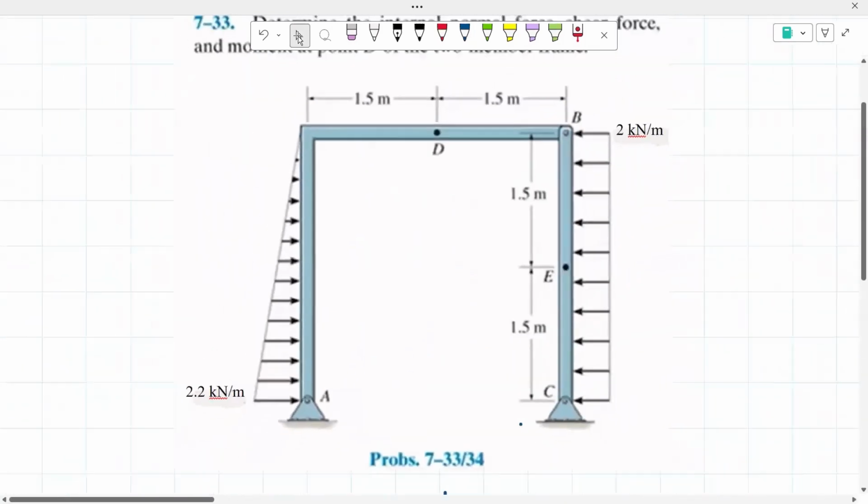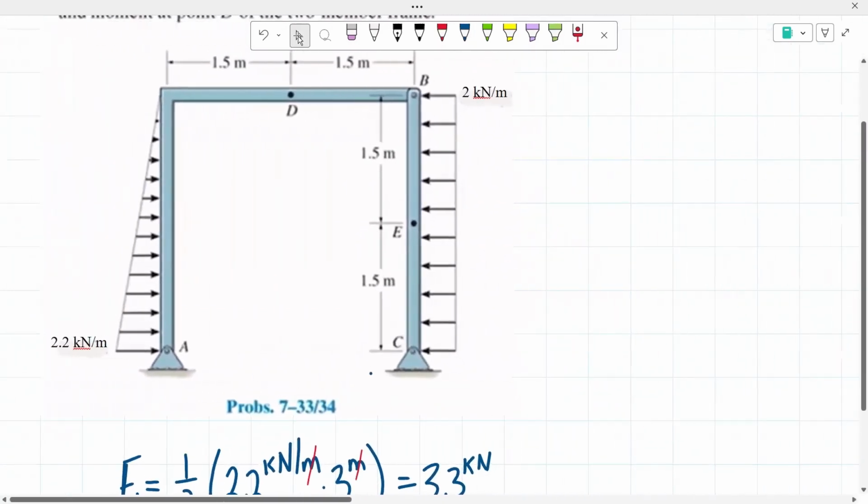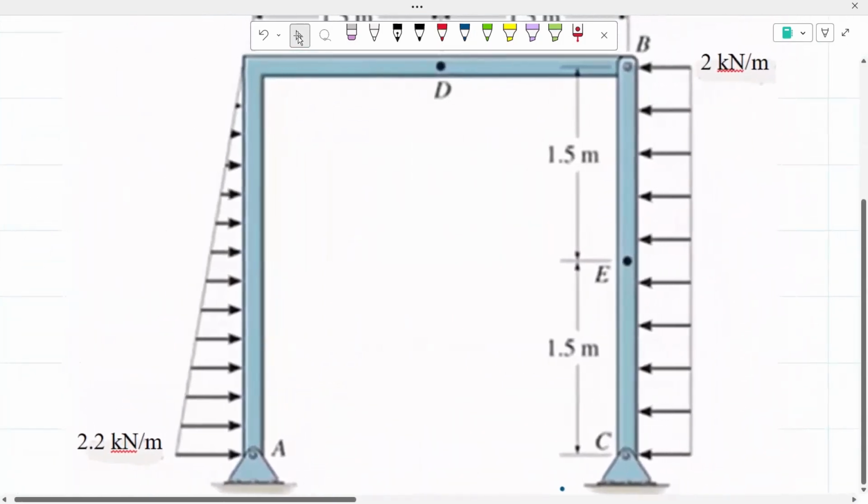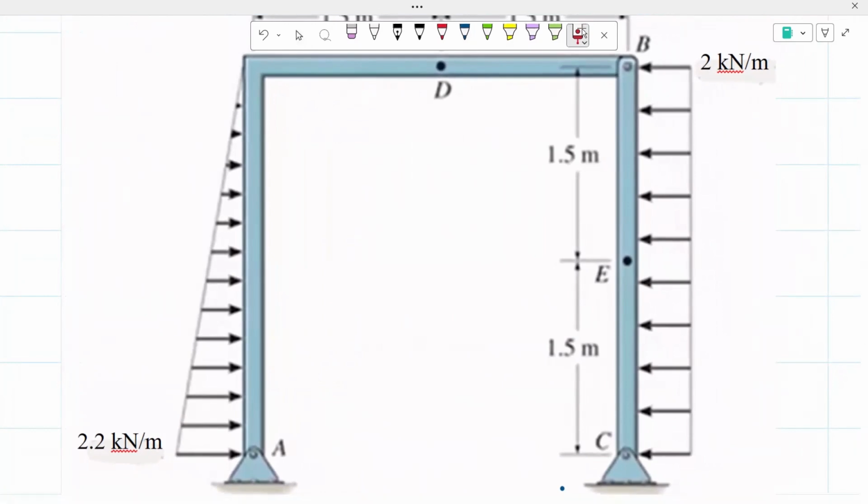Now, as for the locations of these concentrated forces, since this is a right triangle, we do know that the concentrated force for a right triangle will be either 1/3 inwards from the highest loading point or 2/3 inwards from the lowest loading point. So it will be somewhere around here.